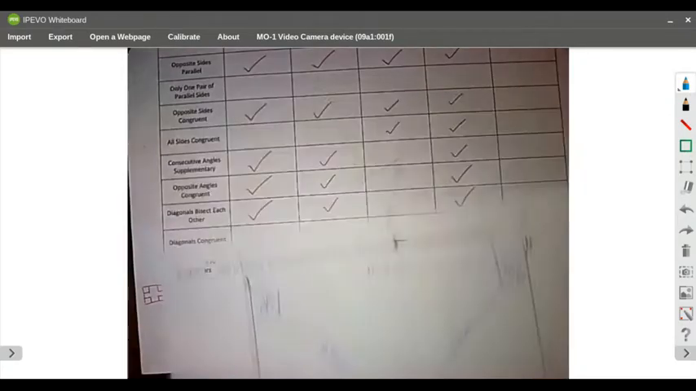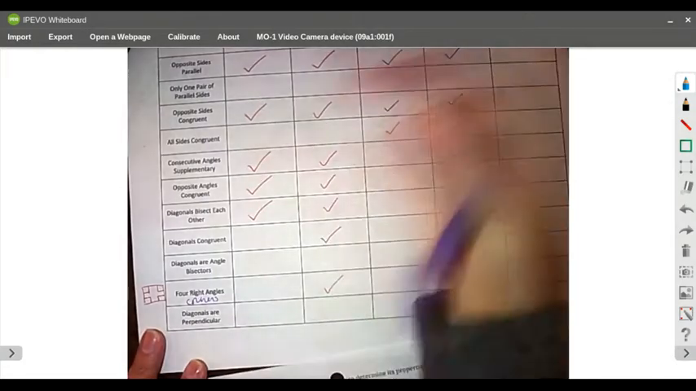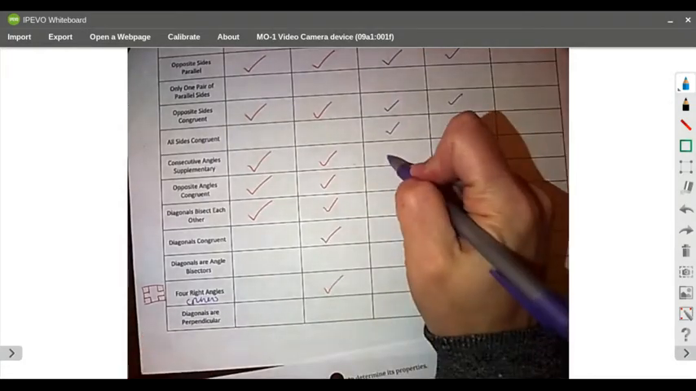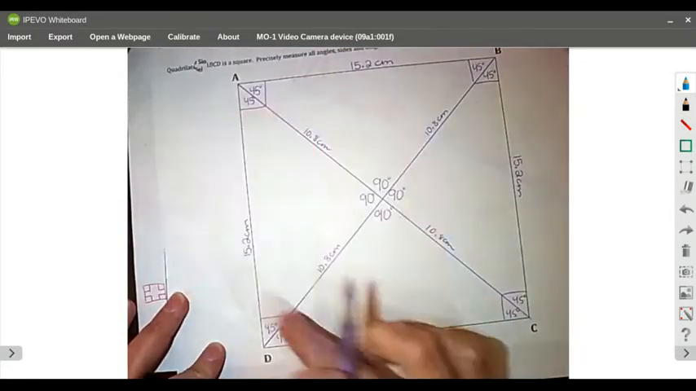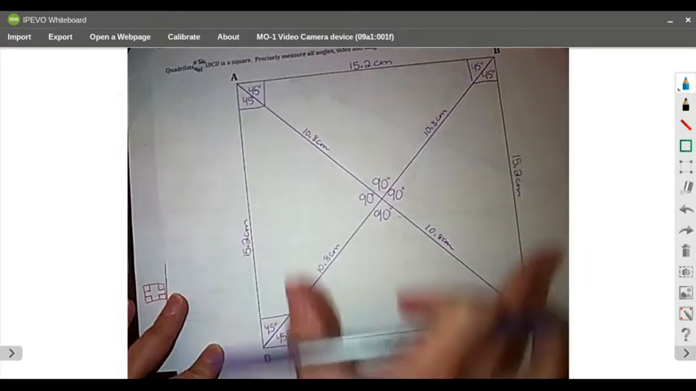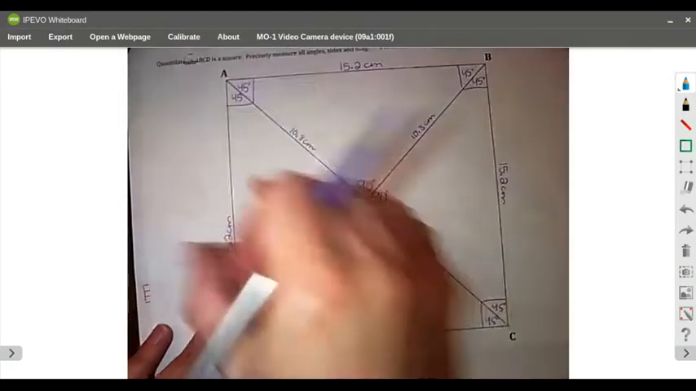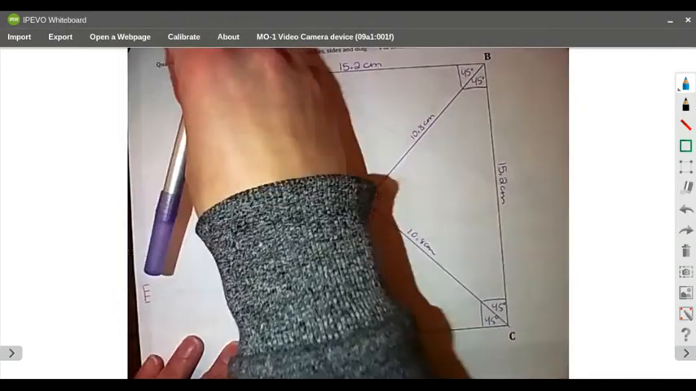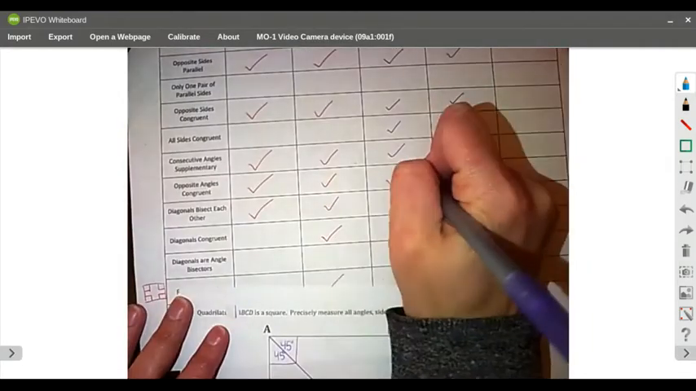So if we're going to go down this list, I already told you a square is a type of parallelogram. So consecutive angles are supplementary, right? Because this is 90 and this is 90, and 90 plus 90 is 180, 180, 180. So yes, consecutive angles are supplementary. Next is opposite angles are congruent, which yes is true because all 4 angles are congruent, 90, 90. So yes, opposite angles are still considered to be congruent.